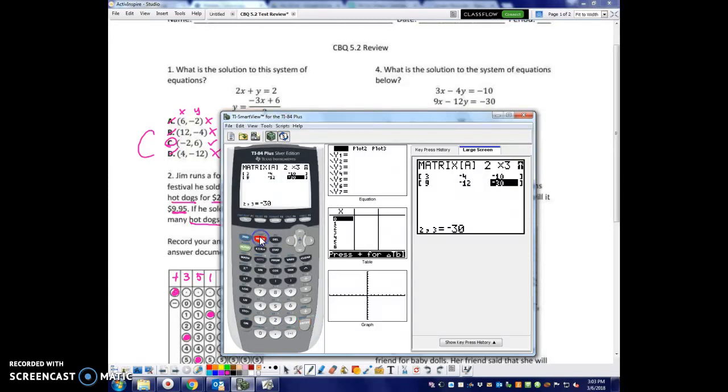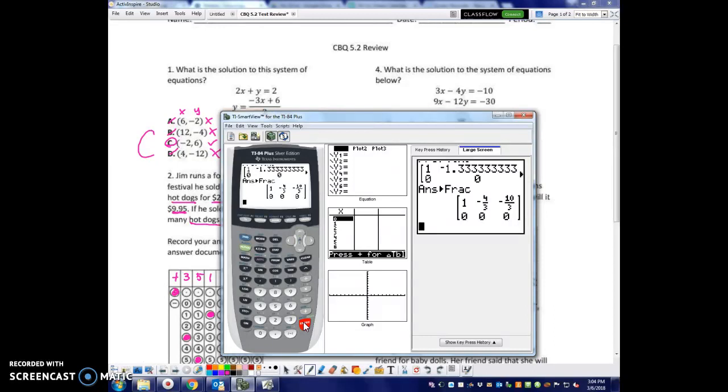All right, second quit. Back into matrix, over to math, RREF, back into matrix, A. Hit math, enter, enter. Oh, what do we notice?